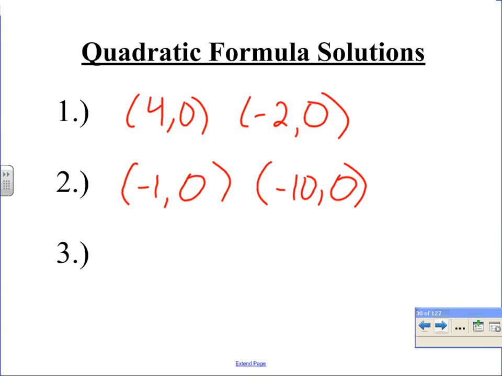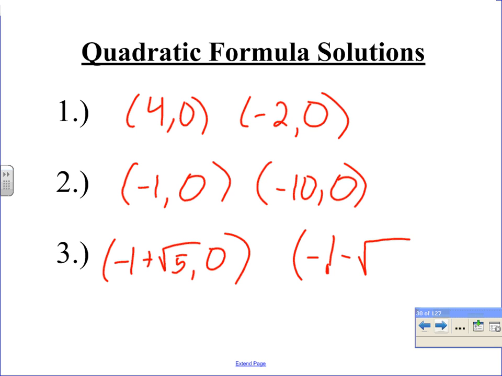Okay, number 3 was one of those problems that I didn't teach you, but you should have been able to at least try it. So, Luke B, you want to try to tell us? Negative 1 plus square root of 5, right? Okay. And what's the other one? Negative 1 minus square root of 5, comma 0. Okay, if you did not get this, don't worry. We're going to do this today.